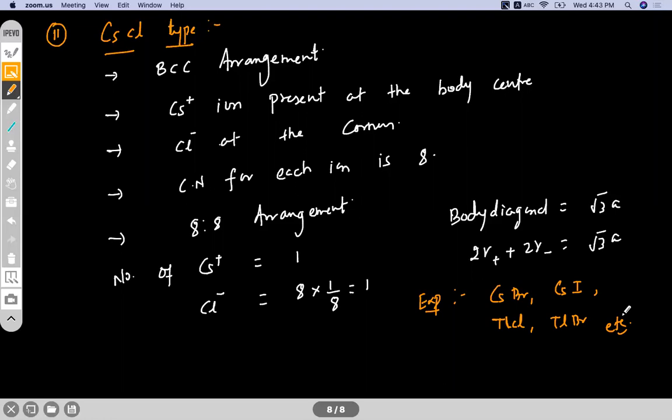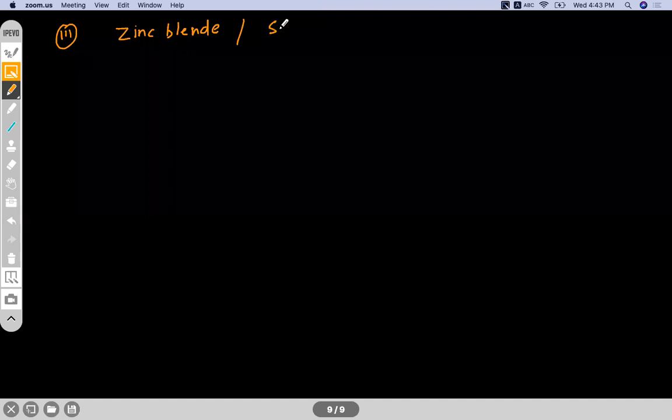This is another type of crystal here. The third type we have here, copy this down. Third type of crystal is zinc blende type, ZnS type. We also call it sphalerite type structure.